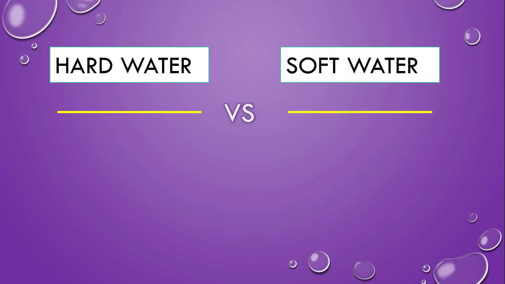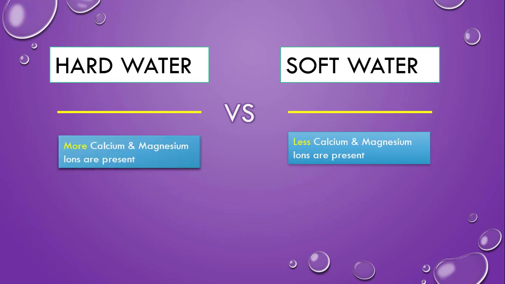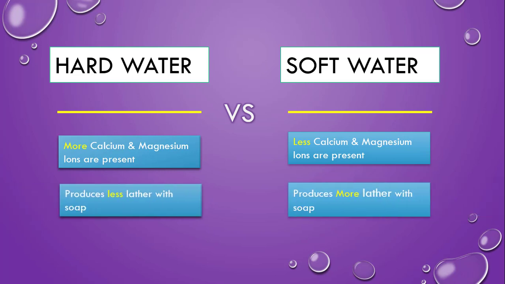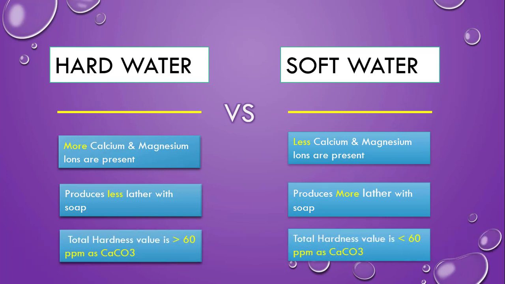Now we compare hard water versus soft water. What is the difference between them? Hard water contains more calcium and magnesium ions and produces less lather with soap, and soft water contains fewer calcium and magnesium ions and produces more lather with soap. When the total hardness value is greater than 60 ppm, then water is considered hard, and when total hardness value is less than 60 ppm as CaCO3, then water is considered soft. ppm as CaCO3 means parts per million as calcium carbonate.